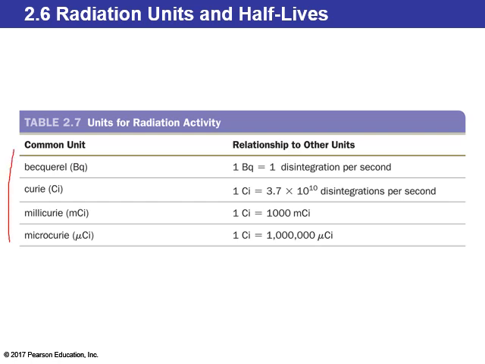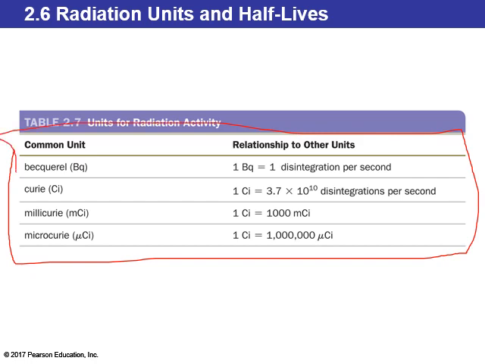So again, this is just to give you an idea of how many disintegrations per second are happening with the Becquerel. Becquerel is a standard for 1 disintegration per second. A Curie is some large number, 3.7 times 10 to the 10 disintegrations per second. It's a little bit easier to measure because it measures a large number of disintegrations.